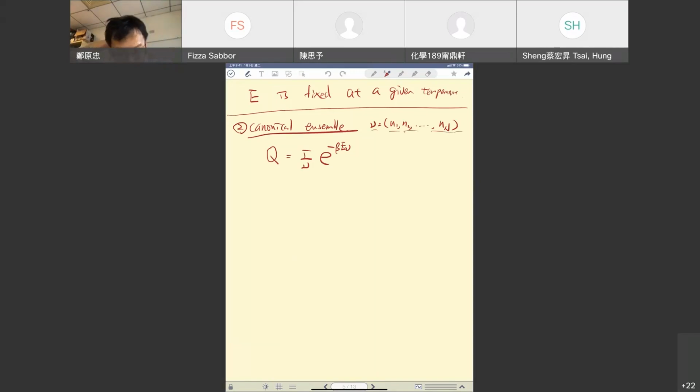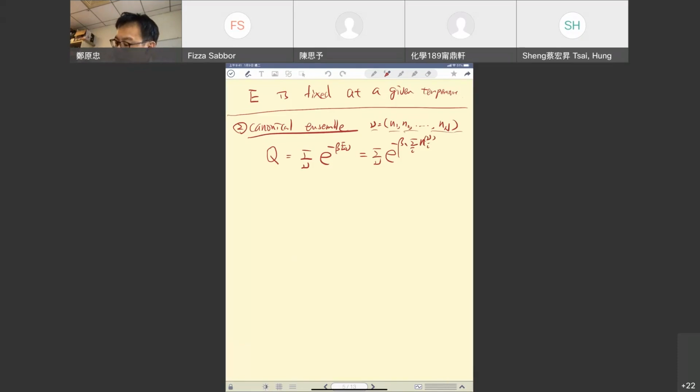So what should we do? We sum over all the possible microstates. This will be the sum over all the possible microstates of exponential minus beta, then E nu will be the sum over i spins, N i for this microstate. So for each microstate, you have a different occupation number. You sum over all the microstates and sum over all the N i.